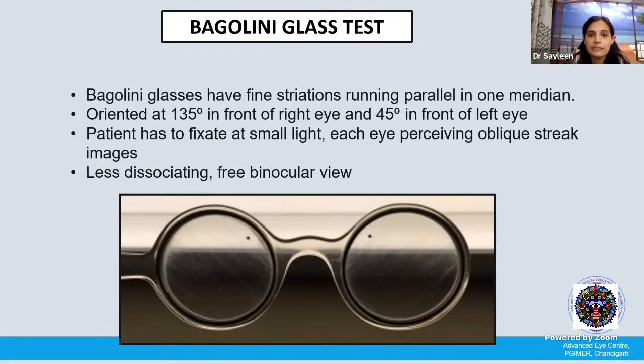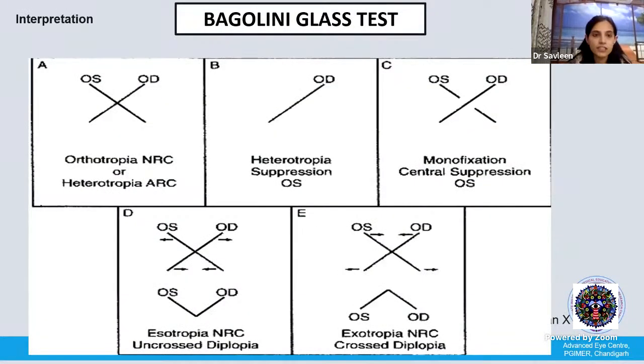Again, Bagolini lenses, they have fine striations that we talked about running in parallel in one meridian, one at 135, the other at 45, and you make the patient fixate at a small light. It is very less dissociating because there's a lot of peripheral binocular view, but the interpretation is relatively the same on the same lines. An orthotropic patient will perceive a cross. A heterotropia, for example in this one, a left suppression will see only from the right eye. A monofixation will have a central small scotoma from one eye.